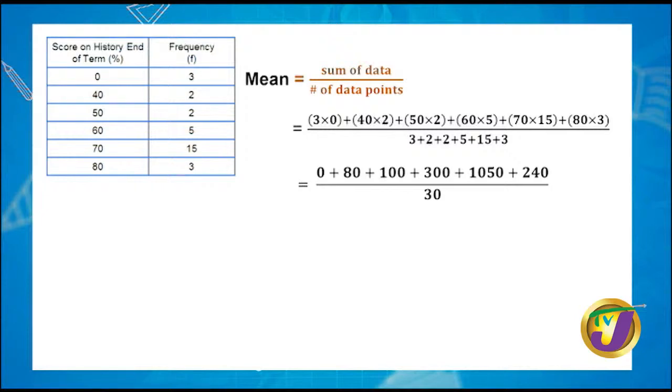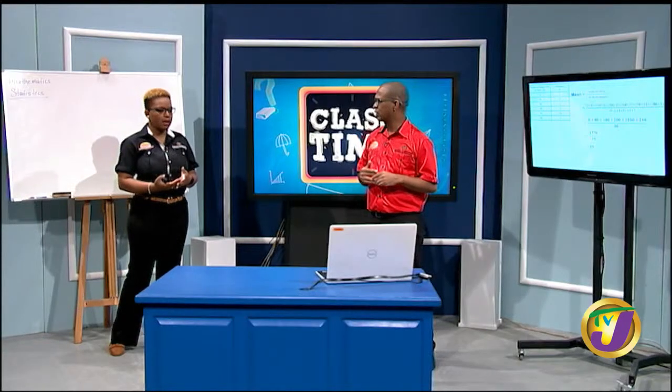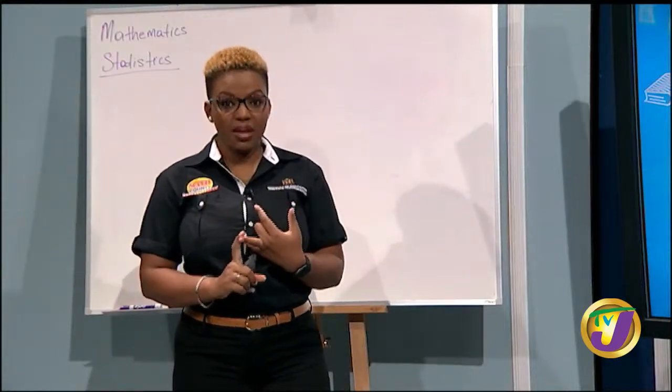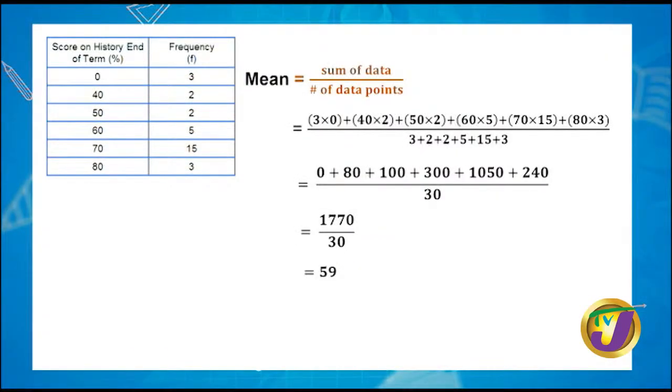So the overall total for all the students was 1,770. And we divided that by 30 because there are 30 students in the class. That will give us a mean of 59. And Nicola did say that the average for the class, and I'm sure she was referring to the mean at that time, is below 60. So here we're seeing that the mean is 59, the mode is 70, and the median was 70.